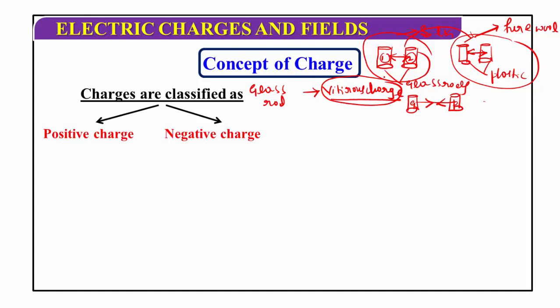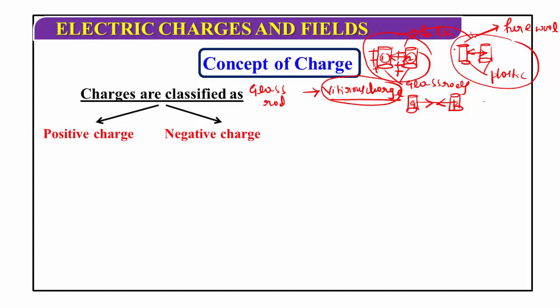The charge developed on the glass rod when rubbed with silk is called vitreous charge. This is a Latin word. Vitreum means glass.